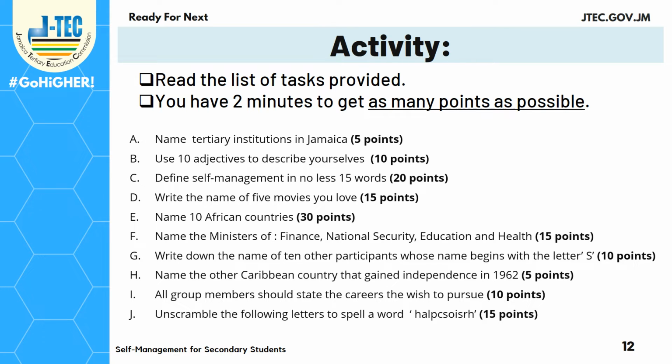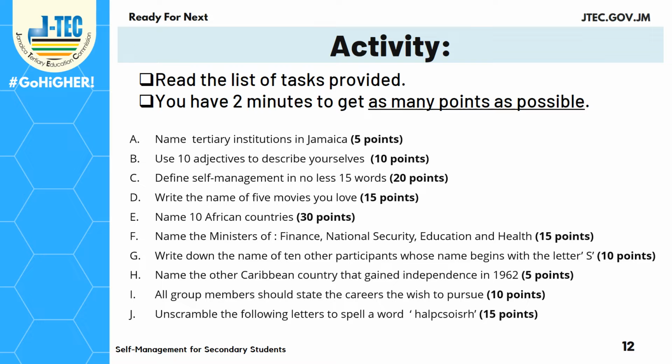D. Write the name of 5 movies you love, 15 points. E. Name 10 African countries, 30 points. F. Name the ministers of finance, national security, education, and health, 15 points. G. Write down the name of 10 other participants whose name begins with the letter S, 10 points. H. Name the other Caribbean country that gained independence in 1962, 5 points.